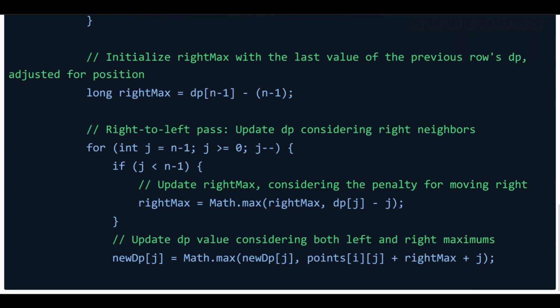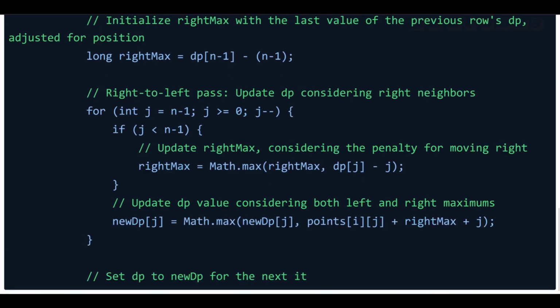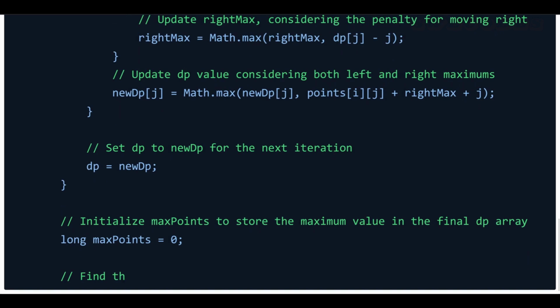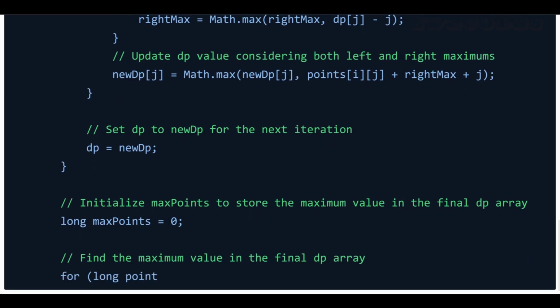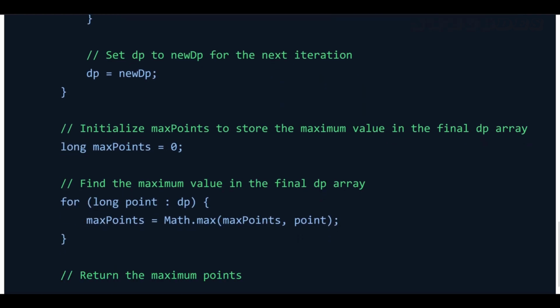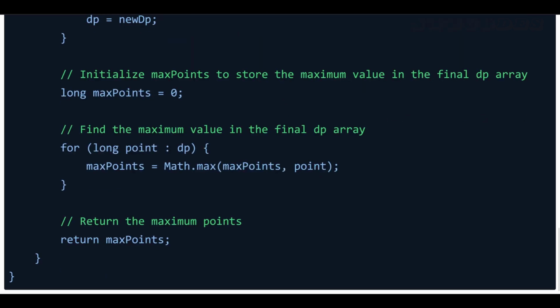The tricky part is that we're not actually moving through the grid, we're just figuring out what the best move would be for each spot. It's like planning the perfect path without actually walking it. This method is super efficient because we only look at each number once, but we still figure out the best possible score. Pretty neat, huh?